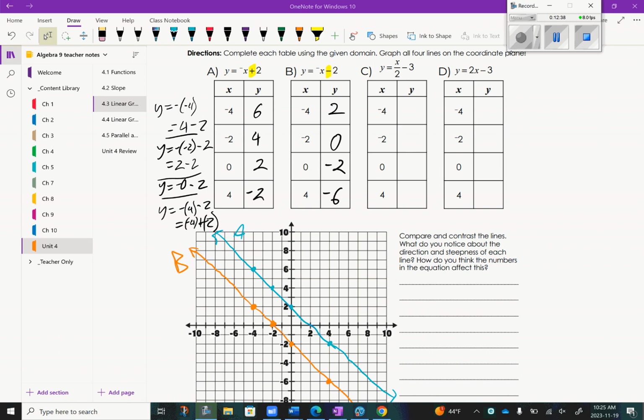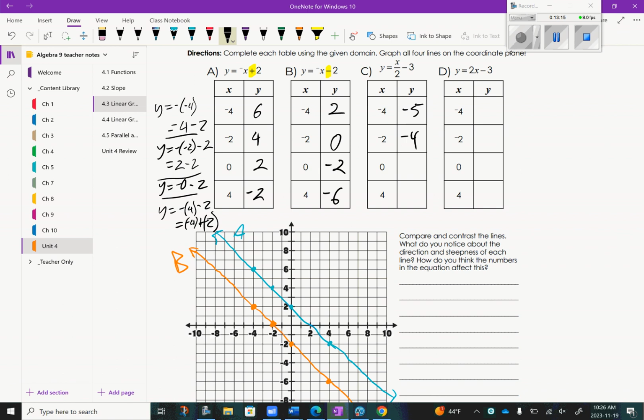For part C, the line is y equals x divided by 2 minus 3. Now again, they're putting in the same x coordinates here. You're simply going to substitute negative 4. Negative 4 divided by 2 is negative 2. Negative 2 minus 3 is negative 5. Substitute negative 2. Negative 2 divided by 2 is negative 1. Negative 1 minus 3 is negative 4.